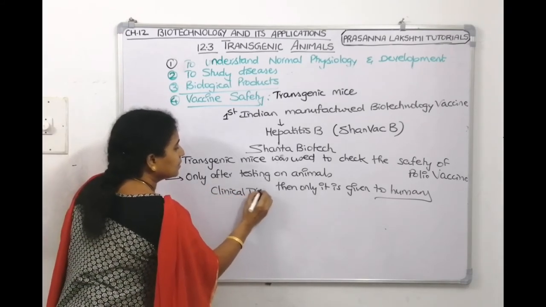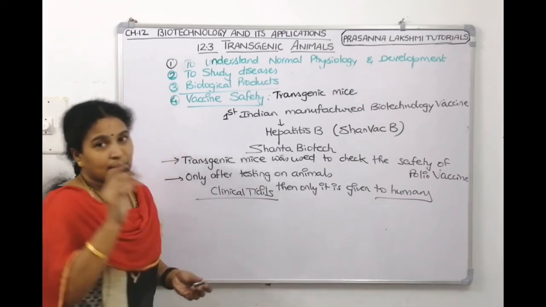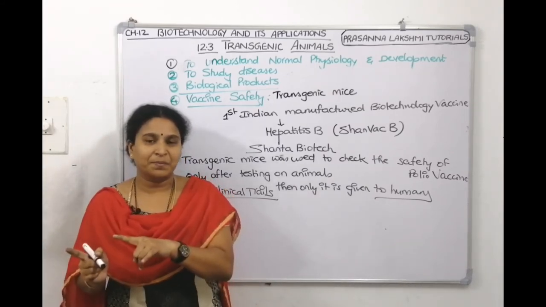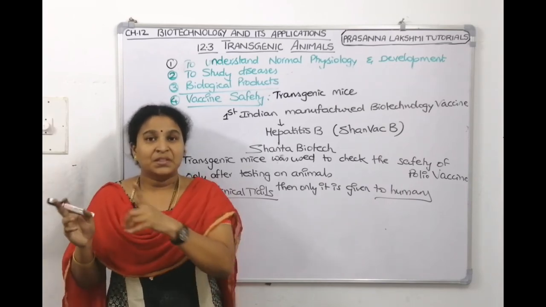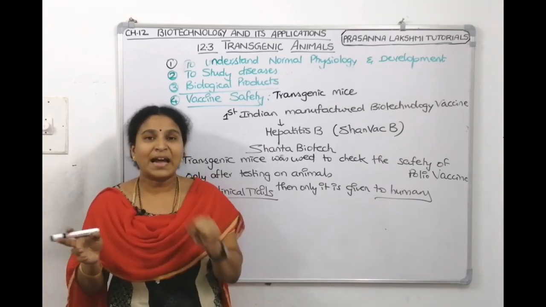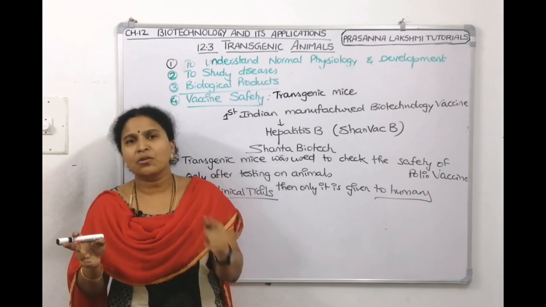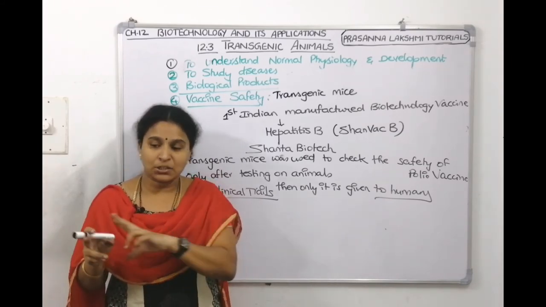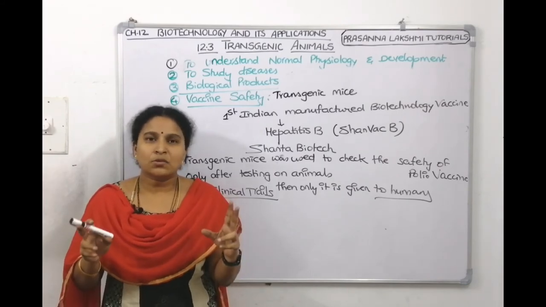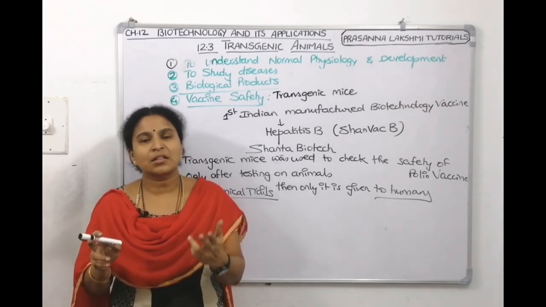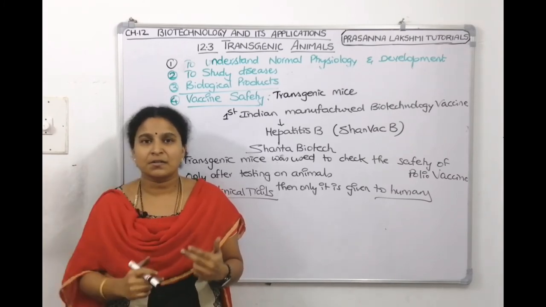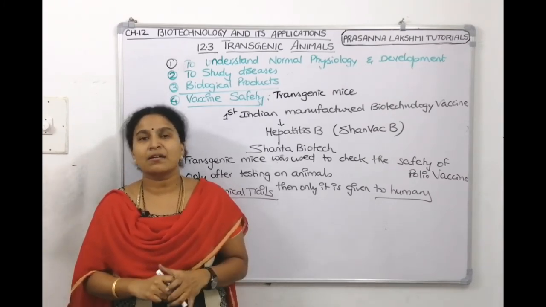Clinical trials. Clinical trials will be done in three stages. The first stage, they'll do it on a tamed animal. The second, they'll do it on a wild animal. And the third, they'll do it on humans also. So when it works through all these three clinical trials, some vaccines, medicines and therapeutics will be released after the first trial itself, some after the second trial, some after the third trial.